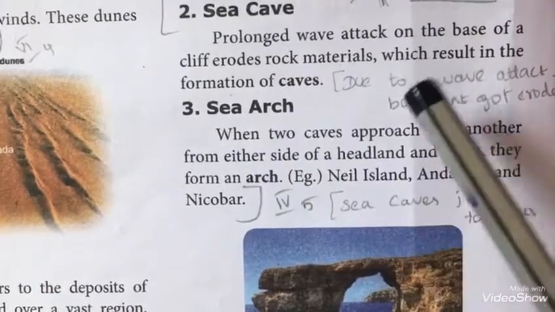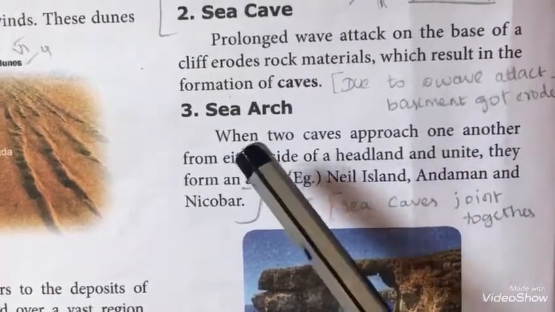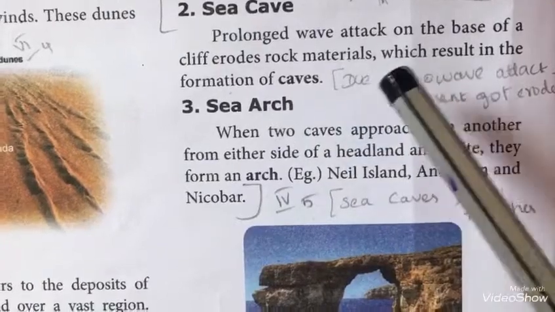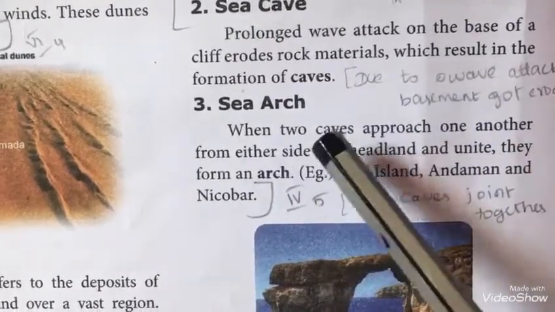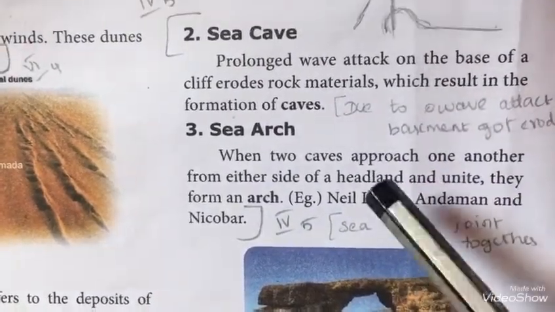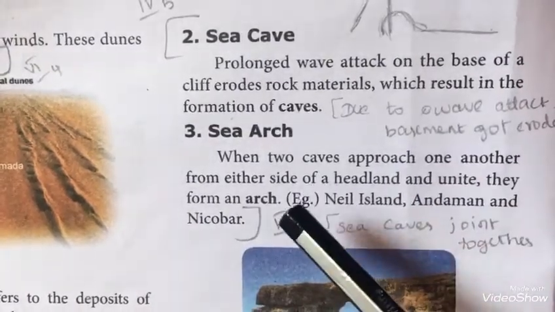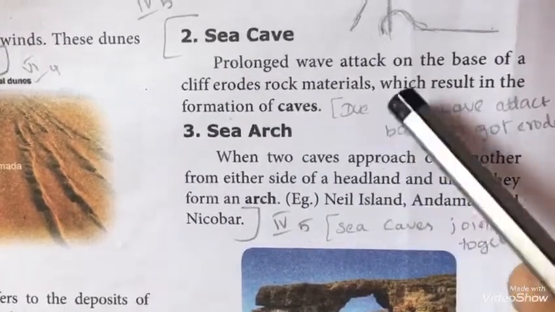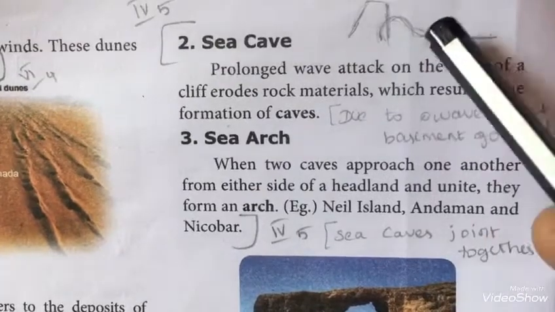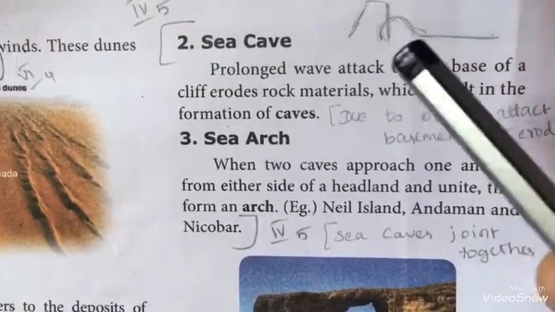Sea cave. Prolonged wave attack on the base of the cliff erodes rock materials which results in the formation of caves. So we know what is a sea cliff, right? A formation of steep vertical walls due to the wave attack is known as sea cliff.